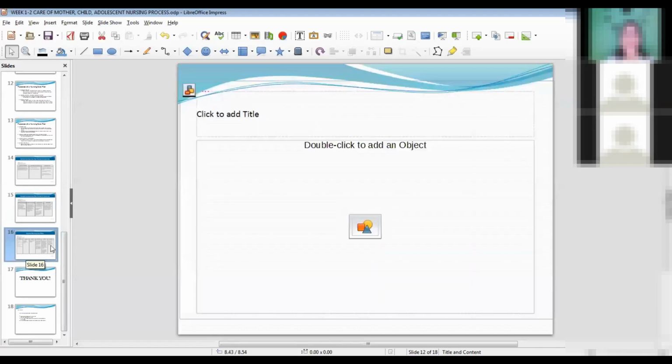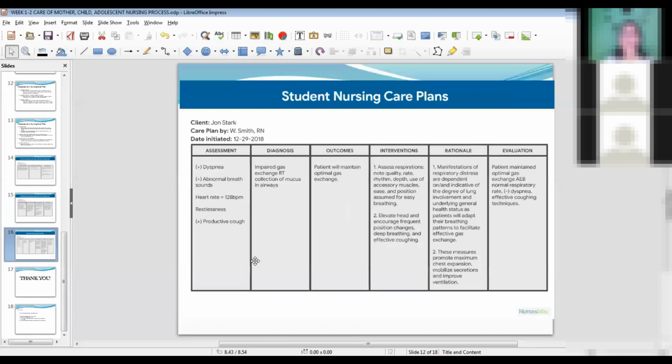And then we have, ito na yung utilized by student nurses. So we have 1, 2, 3, 4, 5, 6. So 6. Pero dun sa ginamit natin kanina or what was shown earlier or discussed, we have 7. Yung missing dito is the plan. Okay, so we have the assessment, diagnosis, outcomes. So patient will maintain optimal gas exchange. So yung ating plan is after how many hours the patient will be able to. So that is our plan. And then interventions, the rationale.